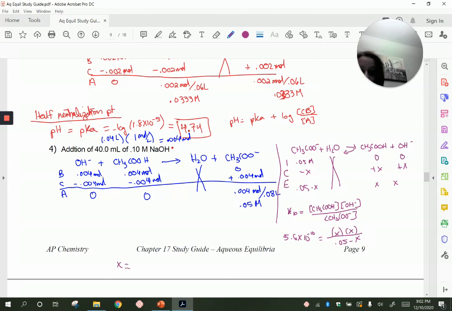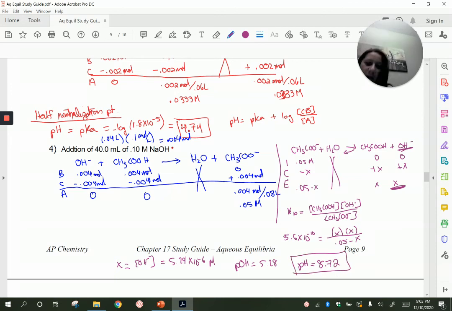X is not the H plus, it's the OH minus, right? So that is the OH minus concentration. And it ends up being 5.29 times 10 to the negative 6 molar. So pOH is negative log of that, which is 5.28. And so my pH is going to be equal to 8.72. And that's the pH at the equivalence point.